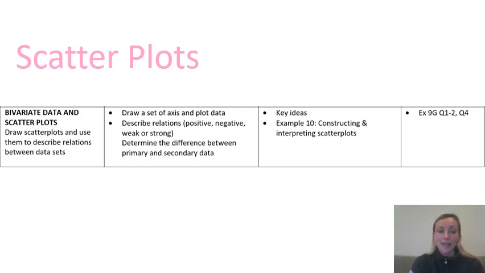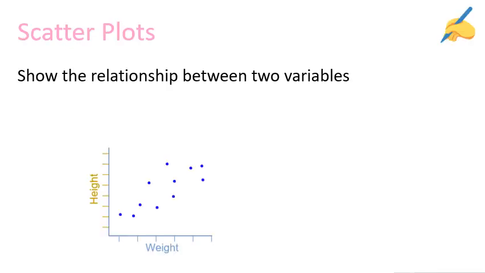Hi class, today's lesson is exercise 9G, scatter plots. Scatter plots show the relationship between two variables. They are kind of similar to the time series data we did last lesson. The variables, however, are not always time, they are other things as well.